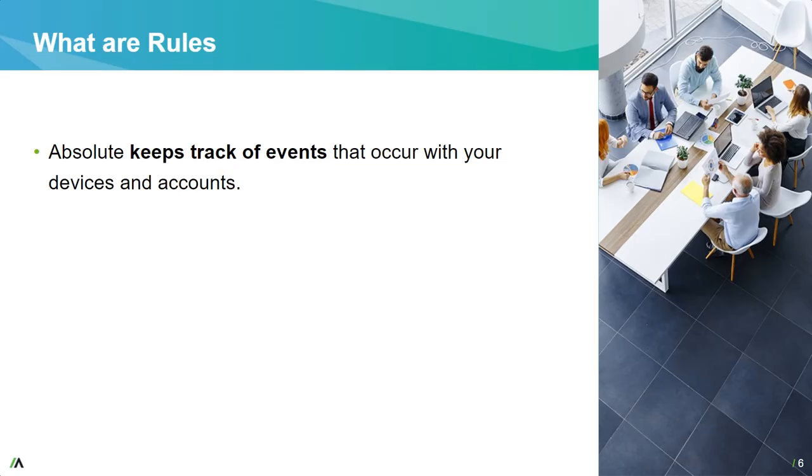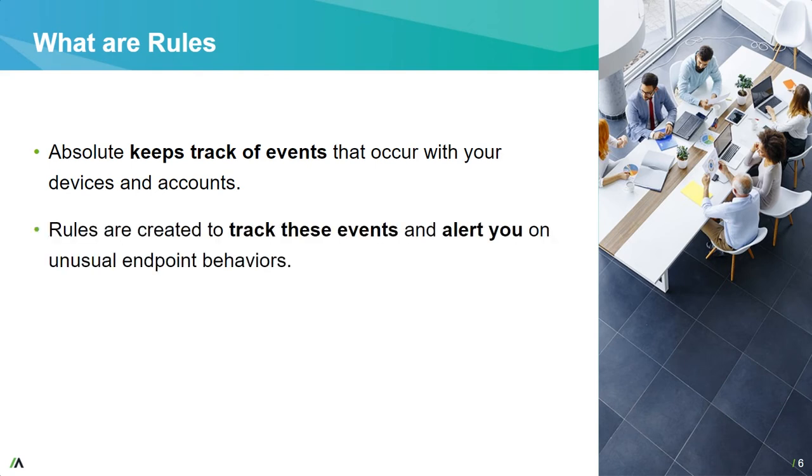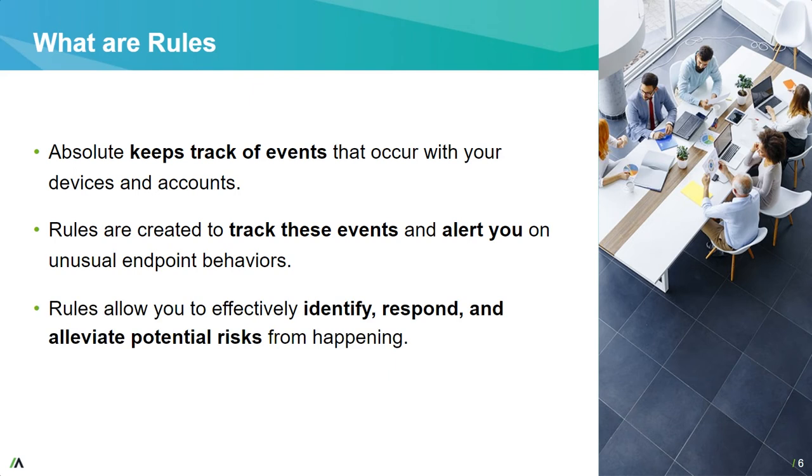Absolute keeps track of the events that occur with your devices and account. Some events may be more important to you than the rest. Rules are created to track these events and alert you on unusual endpoint behaviors. Rules allow you to effectively identify, respond, and alleviate any potential risks from happening.